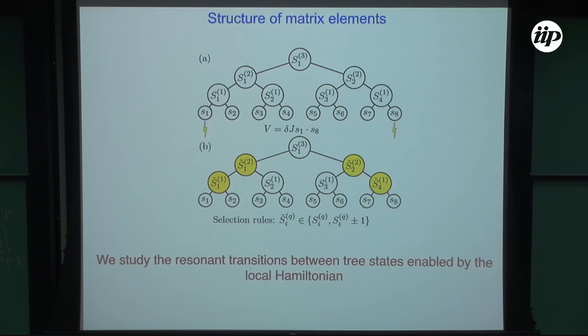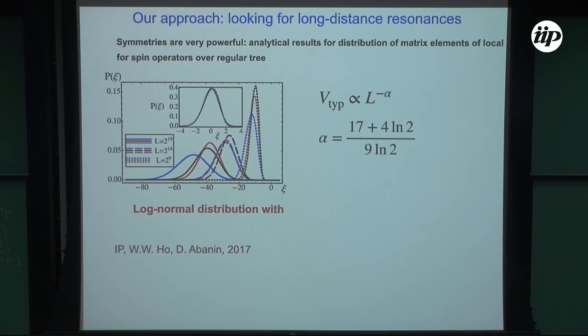In fact, there are many beautiful things that emerge in these matrix elements due to the presence of SU(2) symmetry. As a side remark, taking a completely regular tree, you can analytically compute the distribution of matrix elements of the operator of the product of two local spins. You can show that this distribution follows a log normal distribution, and you can analytically find the scaling of the typical matrix element. Unfortunately, this is not enough for our purpose, because this is a toy model with a regular tree, and we need to work with the tree generated by the strong disorder RG. We also need to take into account the correlations between the tree and the actual Hamiltonian that was injected into the real space RG.